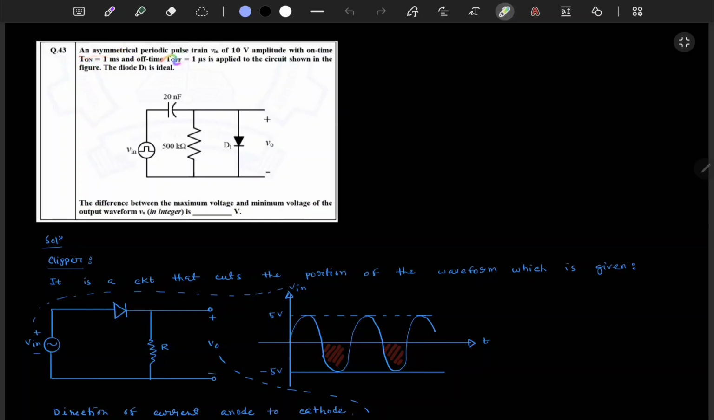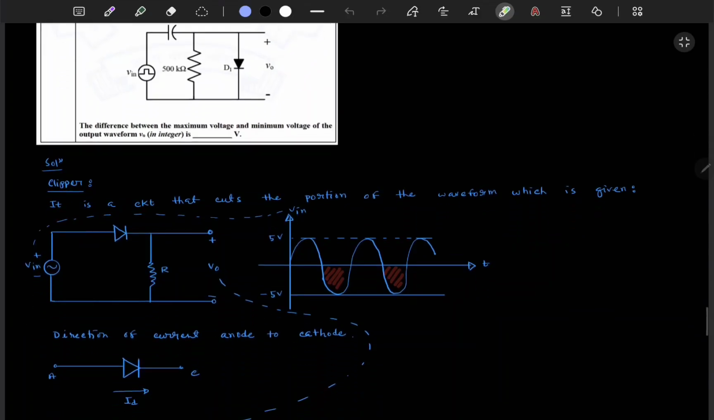An asymmetrical periodic pulse train V in of 10 volt amplitude with on time T on of 1 millisecond and T off of 1 microsecond is applied to the circuit shown in the figure. The diode D1 is ideal. The difference between the maximum voltage and minimum voltage of the output VO is, this we need to find out.